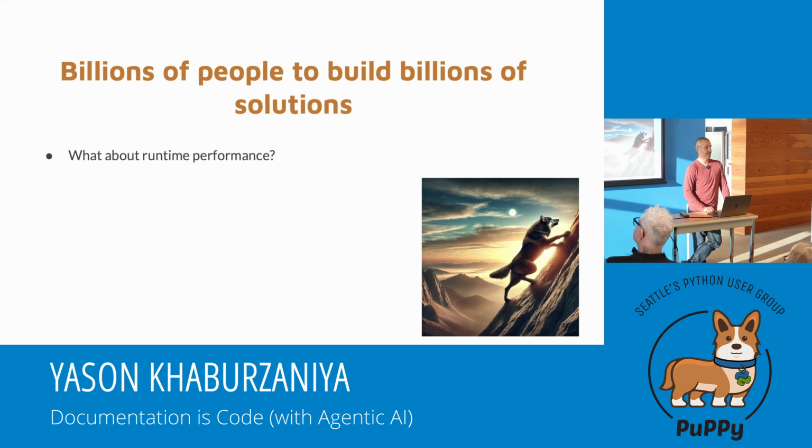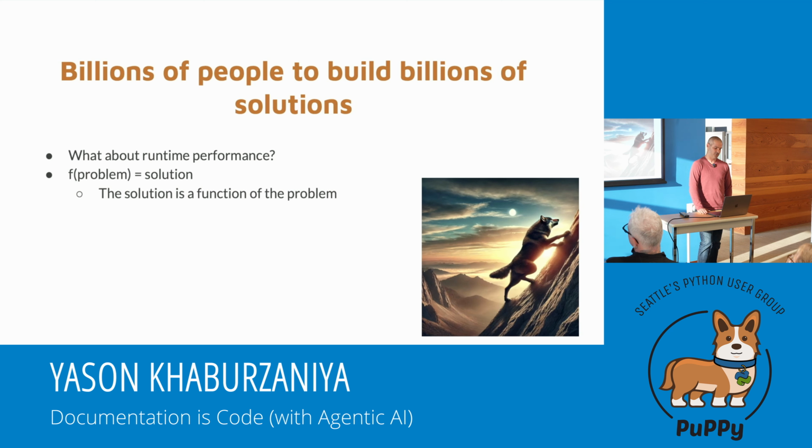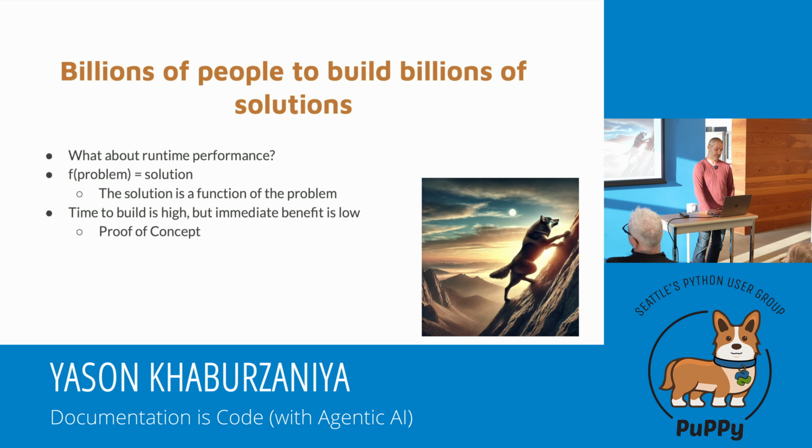One of the limitations that is going to be hard to overcome is, it's going to be slower than a fine-tuned algorithm. But if we get a little philosophical here and say the solution is a function of the problem, and we try to find what can we actually do with this. So one category of problems that is kind of easy to solve with this is anything where time to build is high, but immediate benefit is low or uncertain. So it's like a proof of concept that you work on for 2 months, but nobody's going to use it, nobody likes it. It happens all the time.